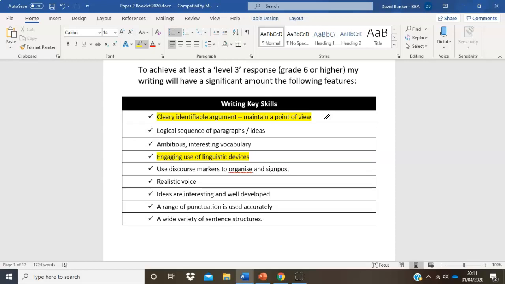And you're being asked to use engaging linguistic devices. Now, the term linguistic device might sound really complex, but really, this just means you have to consider the type of sentences and the vocabulary you use. So, repetition is a linguistic device, alliteration is a linguistic device, simile, metaphor, engaging vocabulary, these things all count as linguistic devices, and they're what you should be practicing. And finally, using discourse markers effectively to organize your writing.